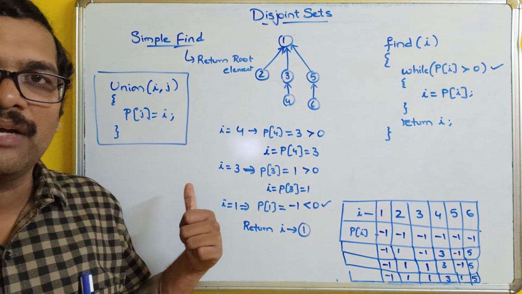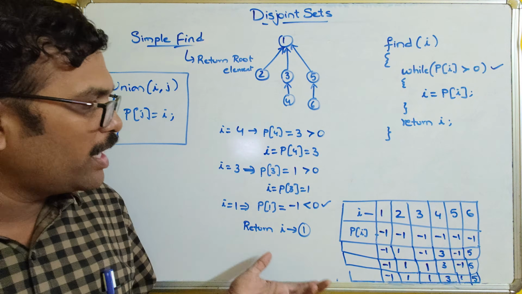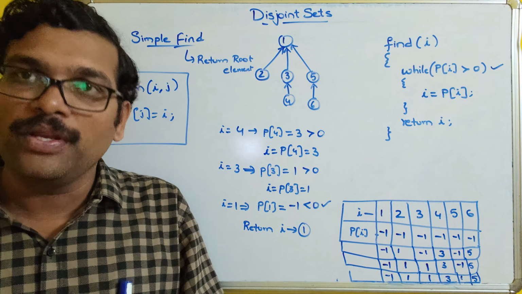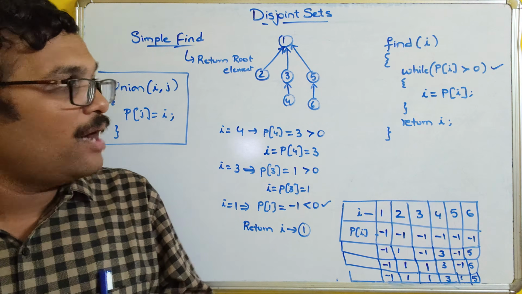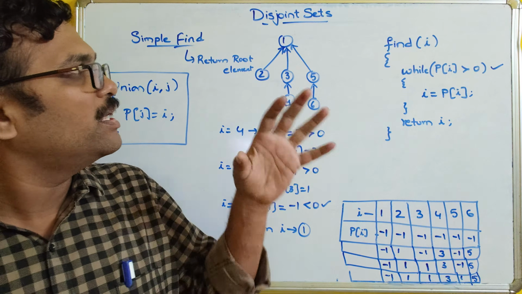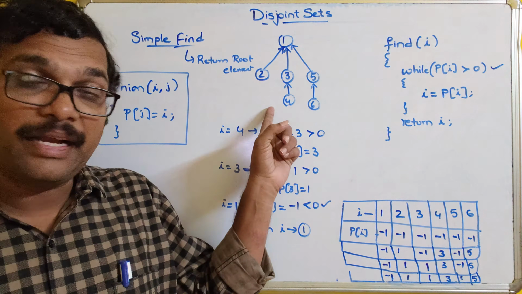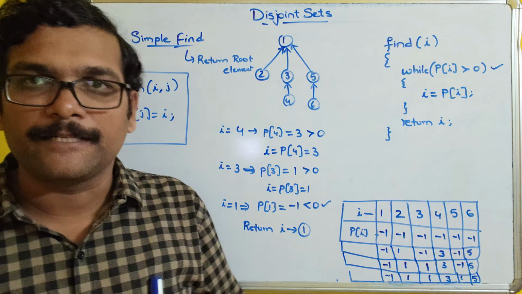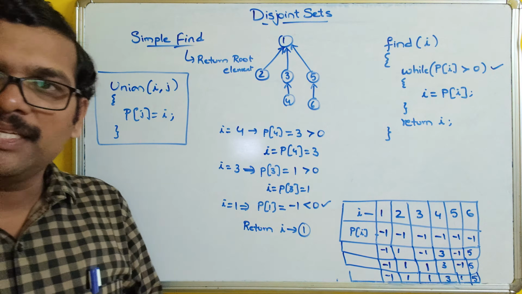In this session we have seen the simple union and simple find algorithms, how to find the root of an element, and how to perform the union of elements. One thing to remember is that we represent any node in these disjoint sets as a tree structure. So we are using the tree data structure to represent the set.